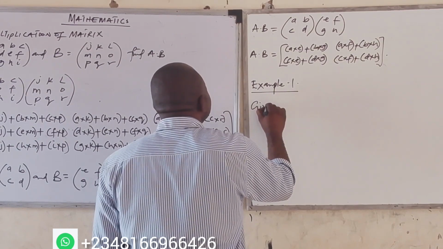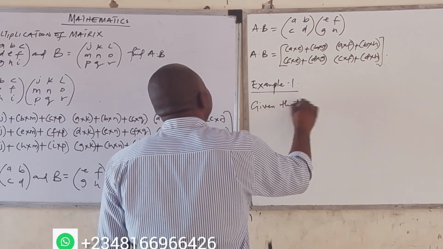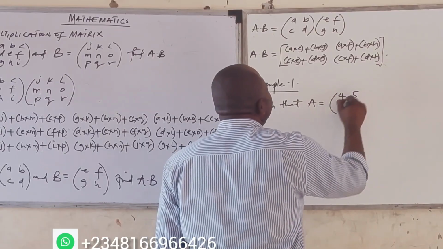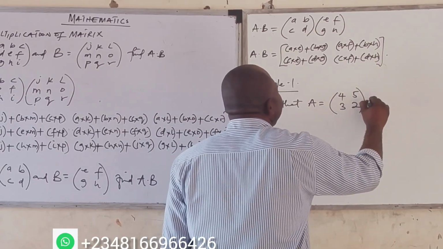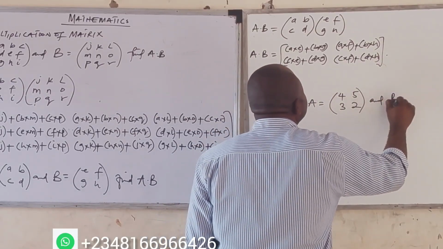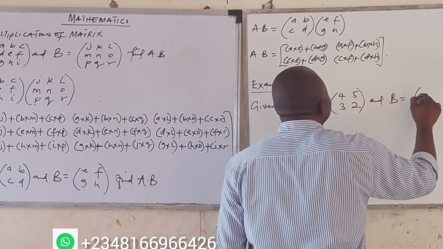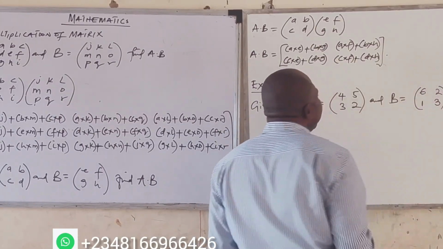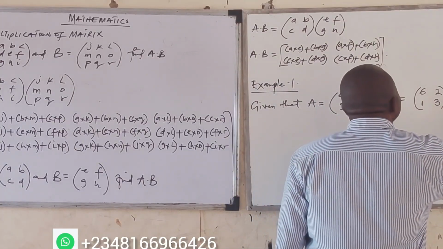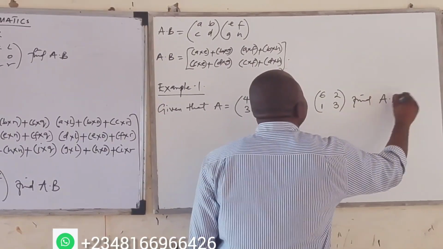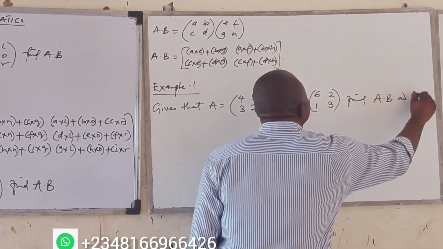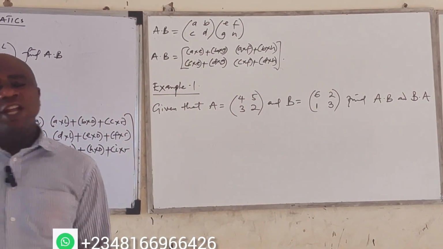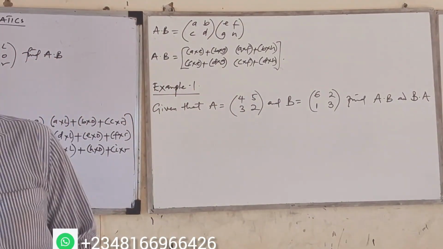Now given that matrix A is equal to 4, 5, 3, and 2, and B is equal to 6, 2, 1, 3, here we are asked to find A dot B and B dot A. Now I want to see if A dot B will actually give us B dot A.